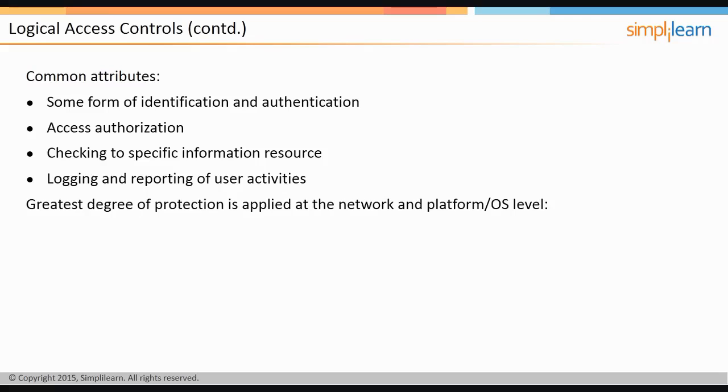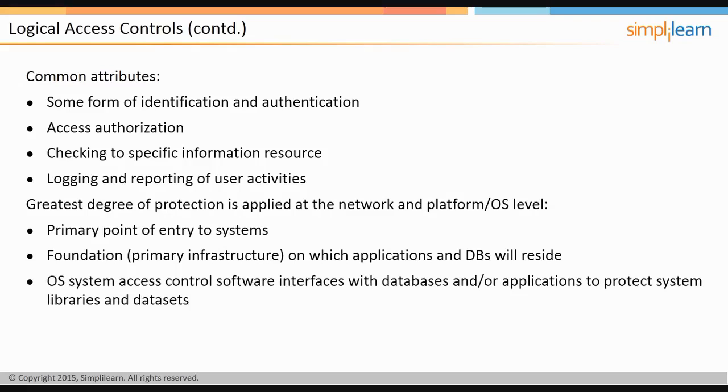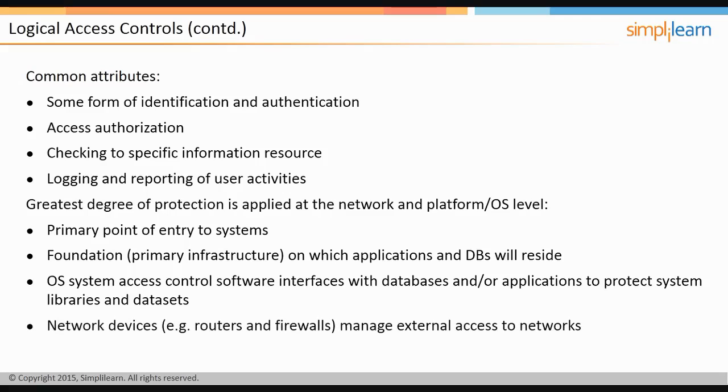The greatest degree of protection is applied at the network and platform OS level, mainly because it is the primary point of entry to systems. Besides, it is the foundation, the primary infrastructure on which applications and DBs will reside. Also, OS system access control software interfaces with databases and/or applications to protect system libraries and data sets. Network devices, for example routers and firewalls, manage external access to networks, thus they need the highest degree of protection.